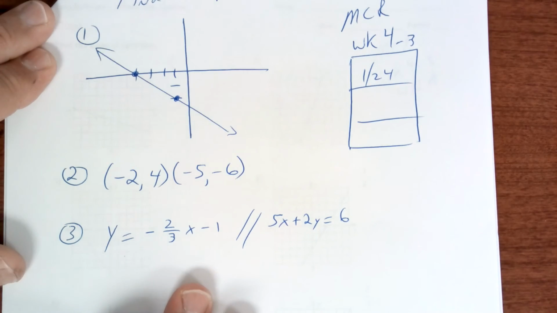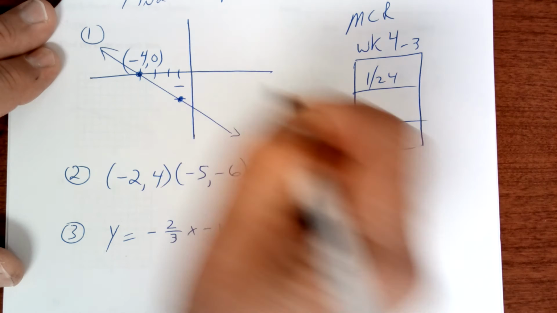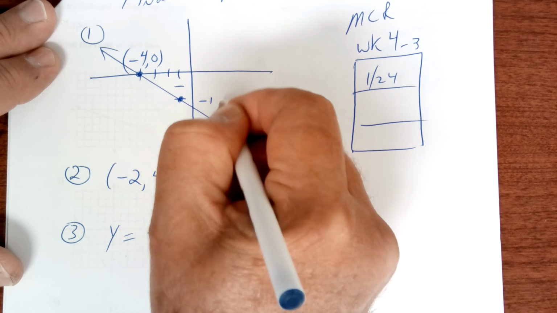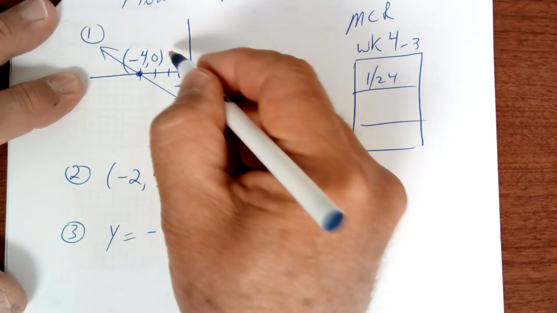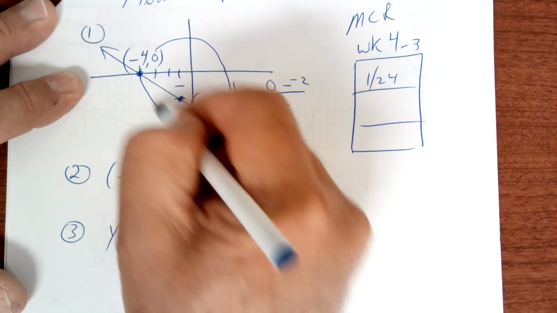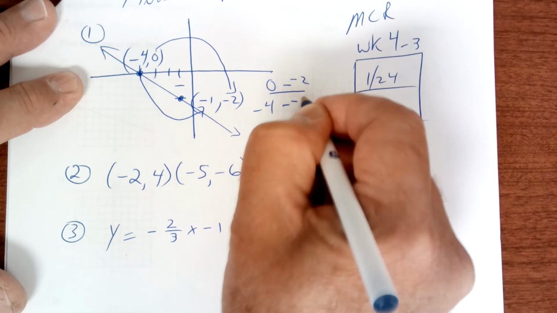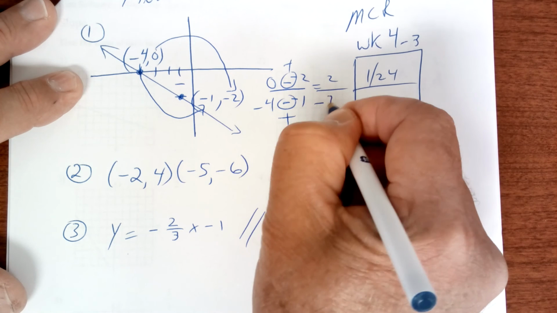All right, let's talk about MCR. MCR, we're doing slope. And to find the slope of this line, you use points. This point is -4 up 0. This point is -1 down 2. You're going to put y minus y at the top. So 0 minus a negative 2, and negative 4 minus a negative 1. This becomes a plus 2. This becomes a plus, so you get a negative 3. There's your slope.